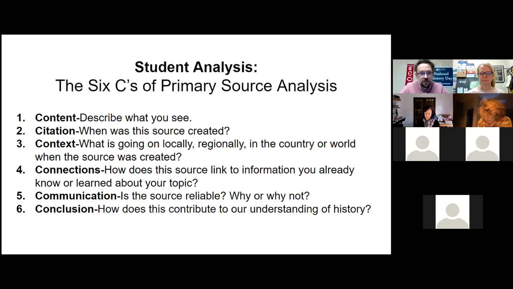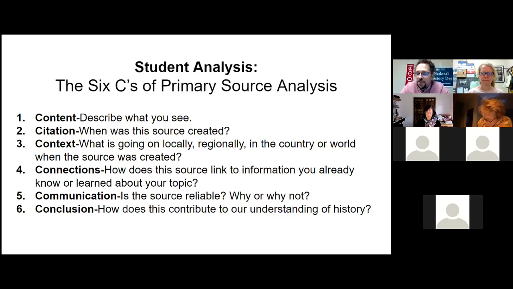Then connections. How does the source link to the information you already know and have learned about your topic? Now, this is one of the 6 C's of primary source analysis that you really want to be aware should change as your research continues, and that you need to go back and update your ideas and thoughts on some of these sources, especially as you get further into your research and you start to dwindle down what sources are most important and things like that.